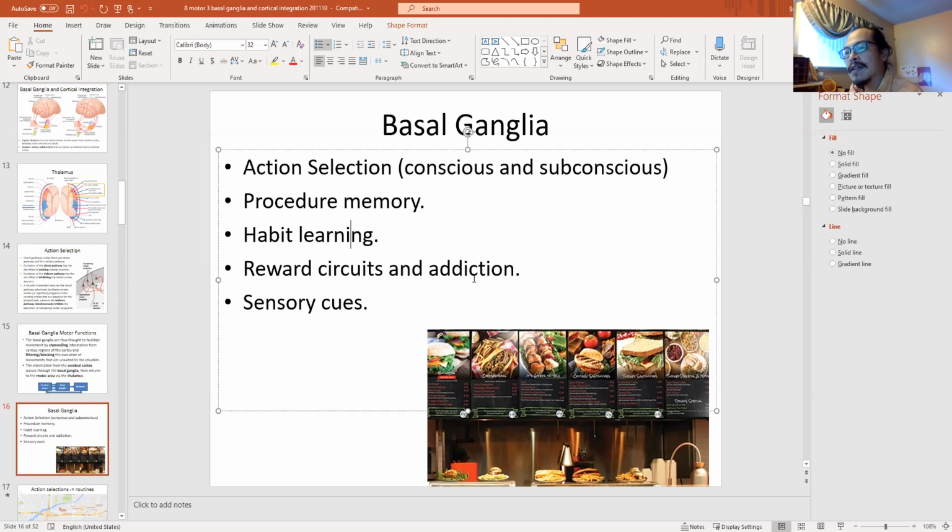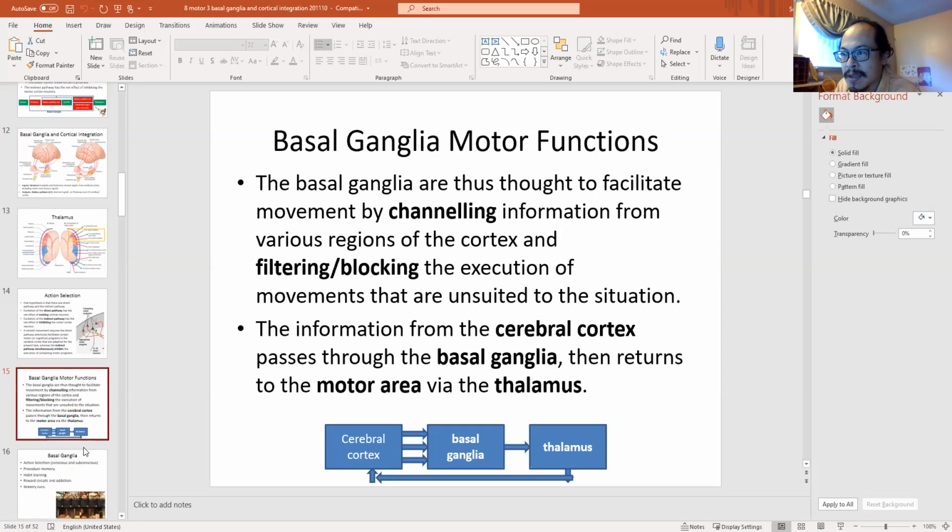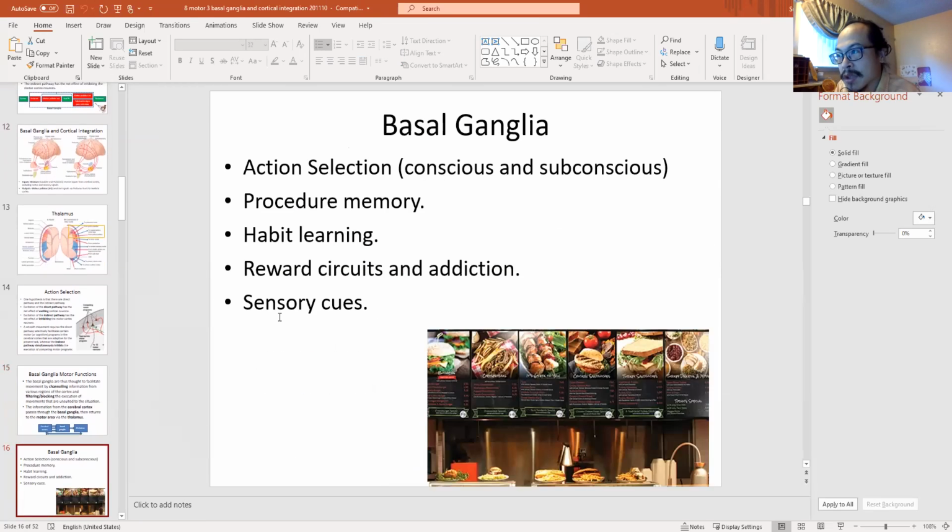And how do you break that addiction? Very important is to learn that these circuits receive signal from a lot of regions in the cortex. So addiction is not just a reward, it's also very important to relate it to the sensory cue. If you don't have that sensory cue, it will be very easy to cut it.